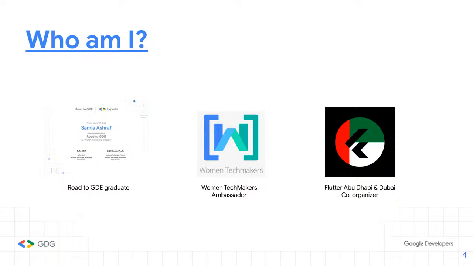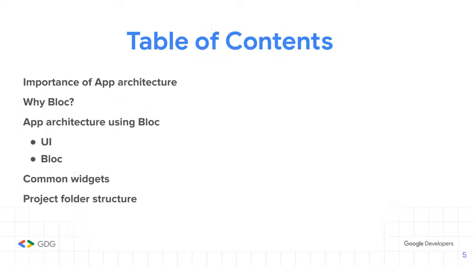And the topic that I have chosen for today is architect your Flutter app using Bloc state management. And the reason why I've selected this topic is this is an extremely important concept. The app architecture is extremely important when you're working on apps, like bigger apps and even smaller apps. And it took me some time to actually understand why app architecture is important.